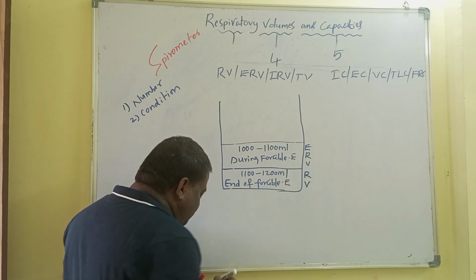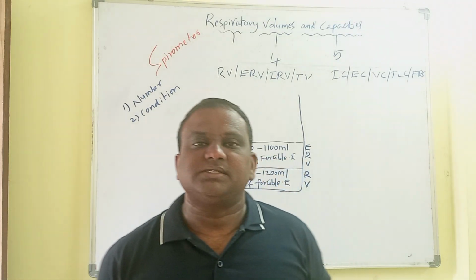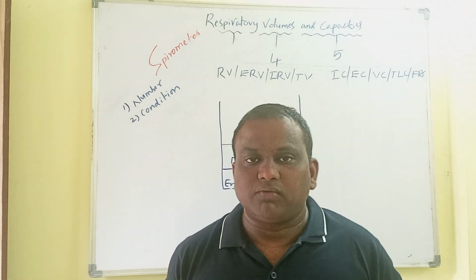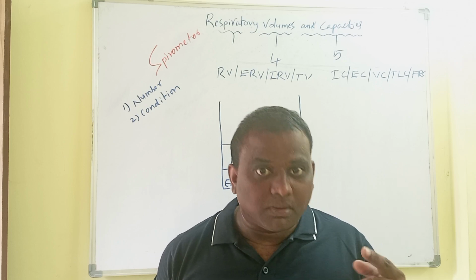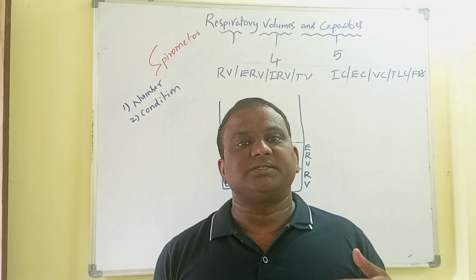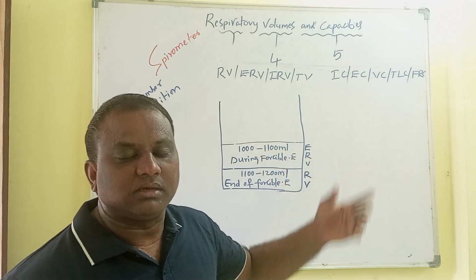So what is the NCERT definition? It is the maximum volume of air a person can expire in addition to tidal volume. In simple form, it is the amount of air the person can expire after normal expiration. That is expiratory reserve volume.